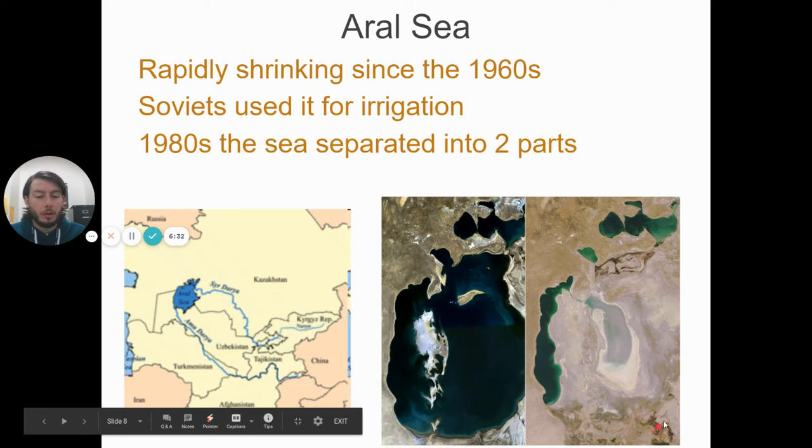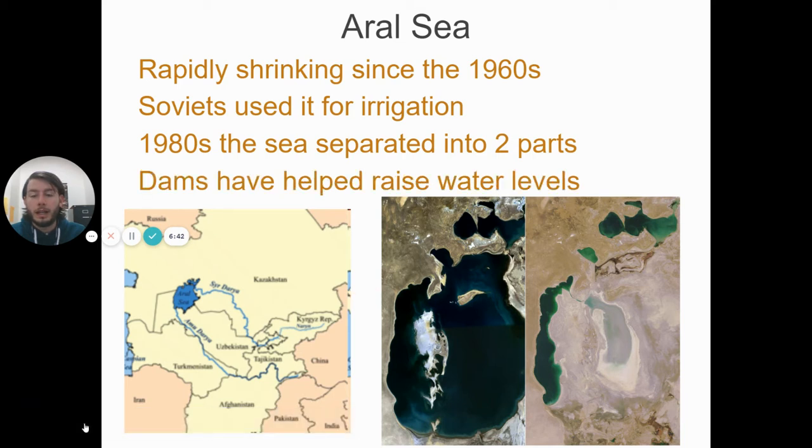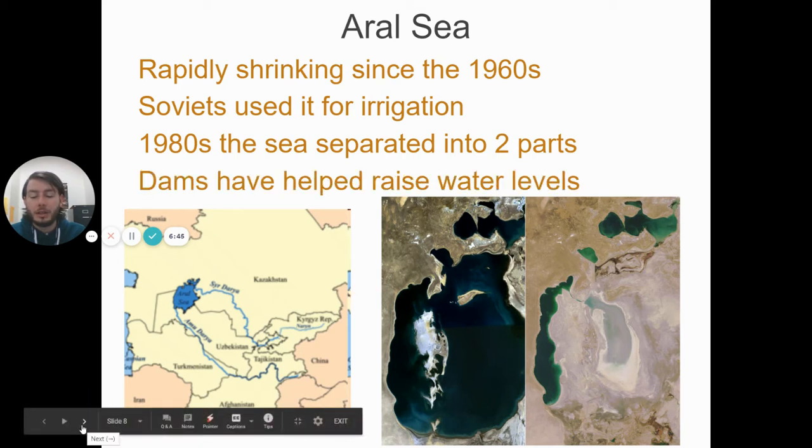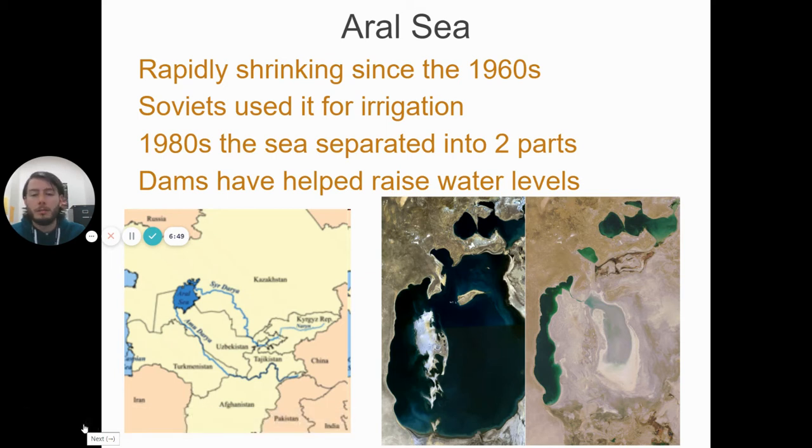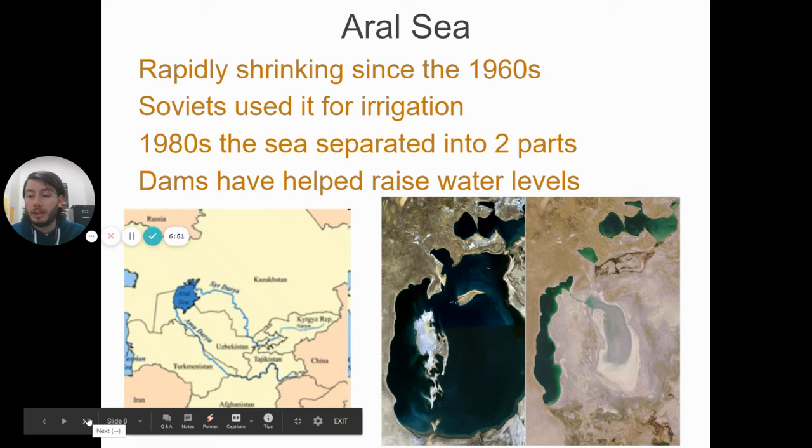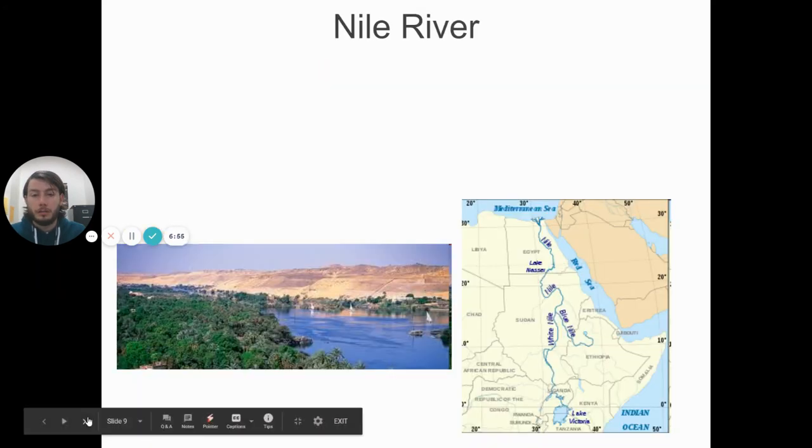You can see the boundaries of where the water should be, and there is still some water there, but it's not a whole lot in comparison to what it looked like before. And they've since built dams to kind of raise the water level again, but it's going to take a long time before the water level will go back to normal levels. It could take 50 years.